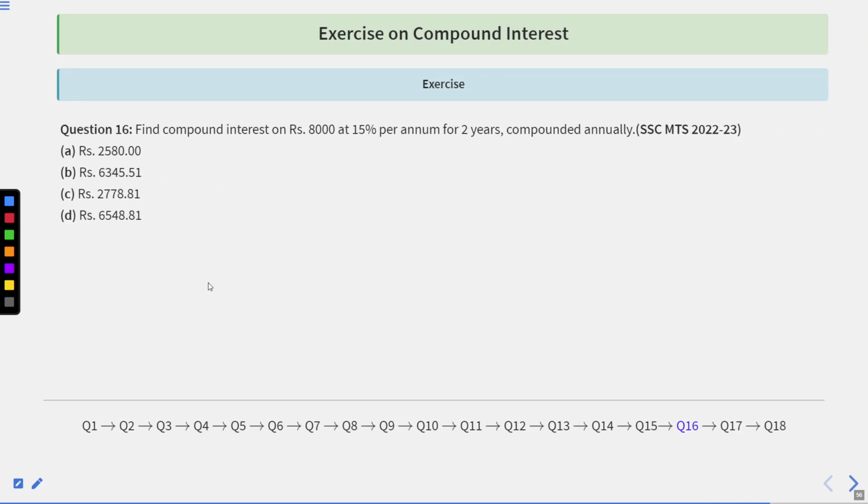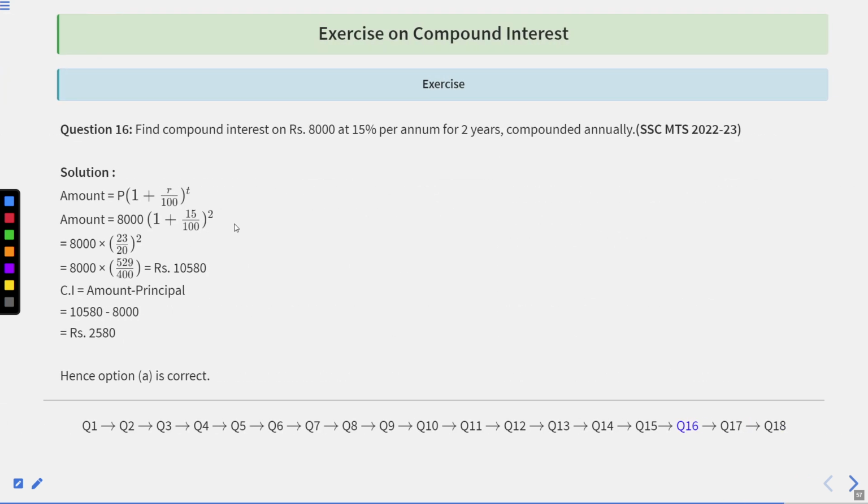Question number 16. Find compound interest on rupees 8,000 at 15% per annum for 2 years, compounded annually. Now let us have a look over the solution. Amount equal to P times (1 plus R upon 100) whole to the power T. So in this question, P is 8,000 and R is 15% and time is 2. So the amount will be 8,000 into (1 plus 15 upon 100) whole to the power 2.